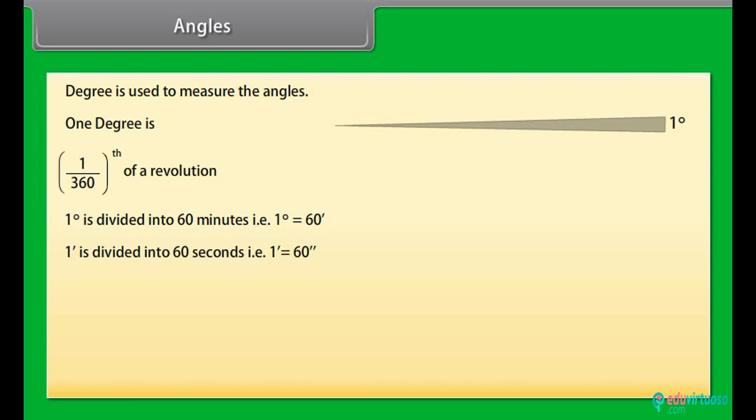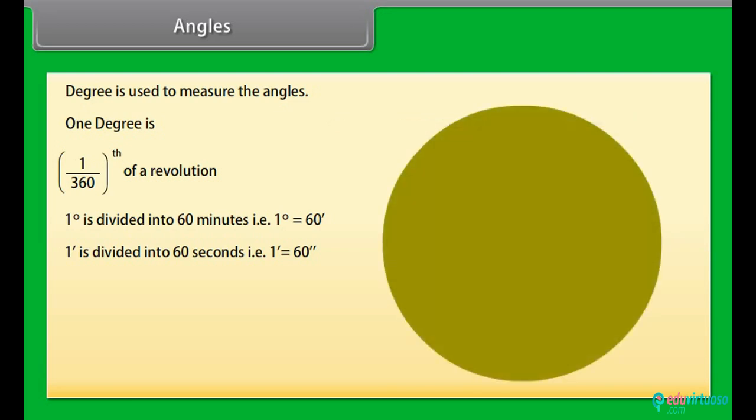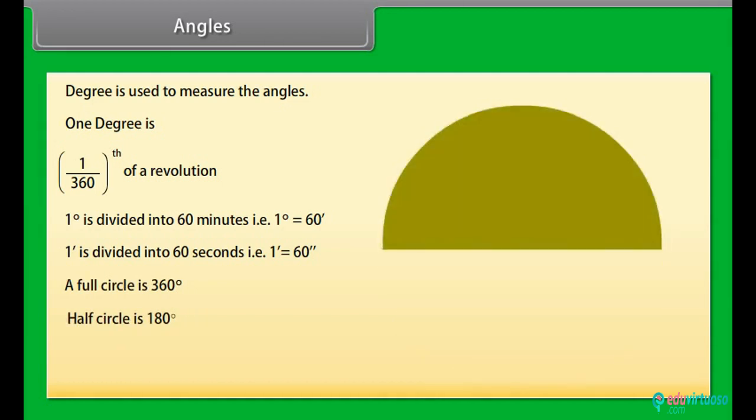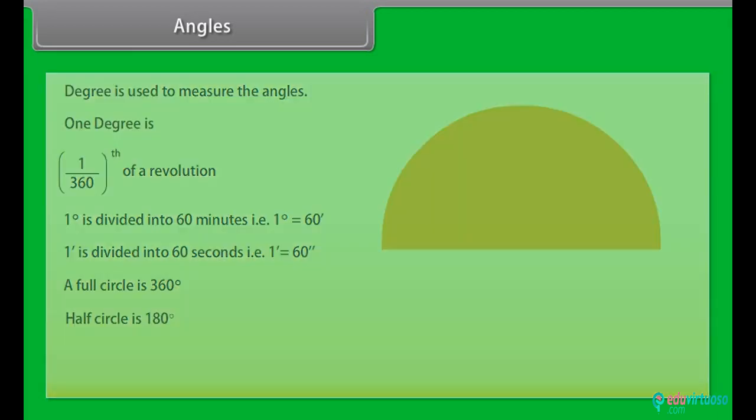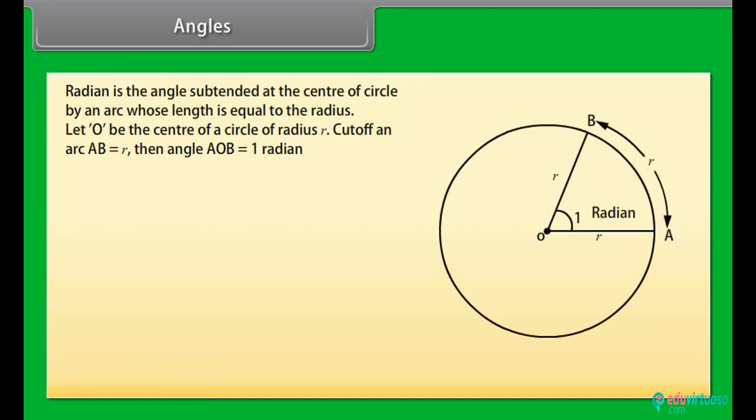There are 360 degrees in one full rotation, one complete circle around. A full circle is 360 degrees. Half circle is 180 degrees. How to measure the radian? Radian is the angle subtended at the center of a circle by an arc whose length is equal to the radius.